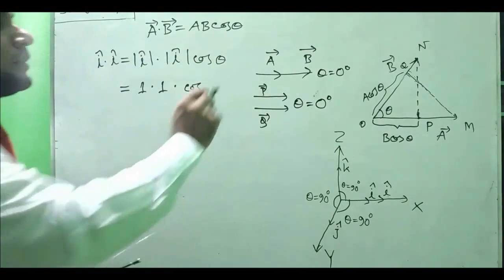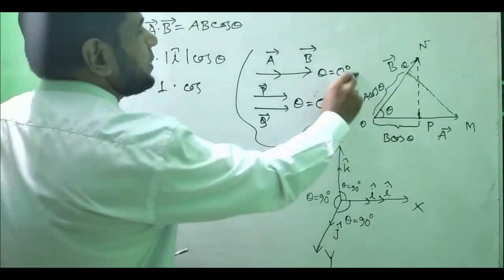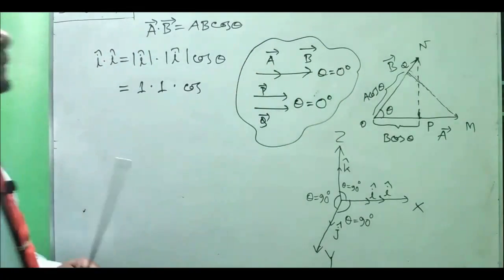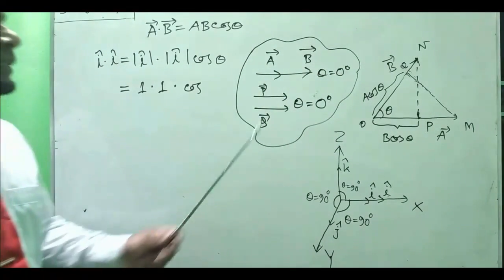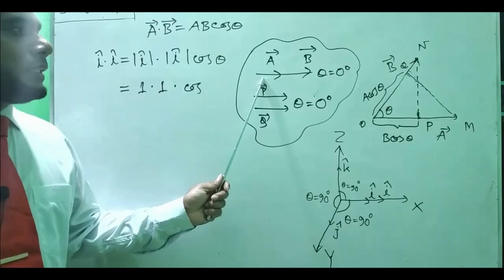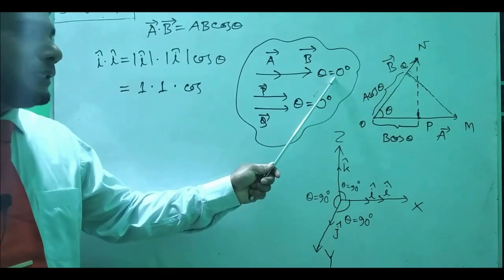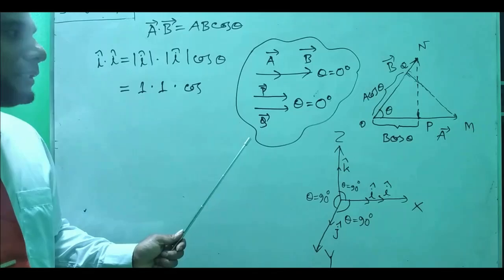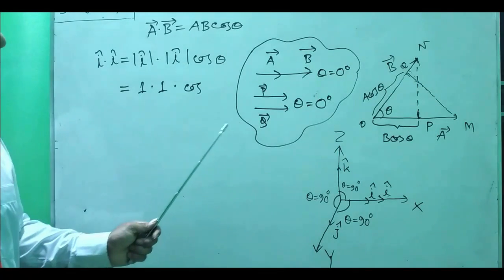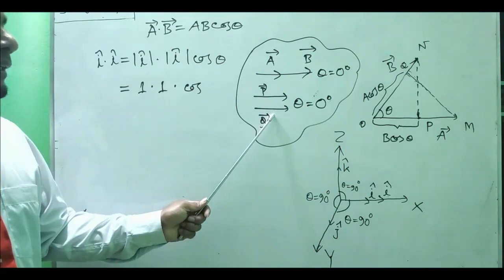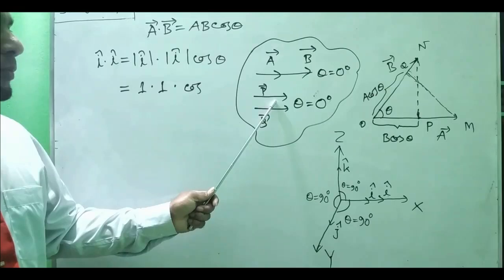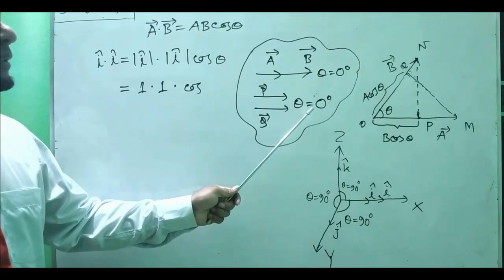Weaker students must remember this information. If two vectors or two quantities act along the same line and in the same direction, then the angle will be 0 degrees. Or if two quantities or two vectors act parallel to each other, then also there will be no angle, that means 0 degrees.